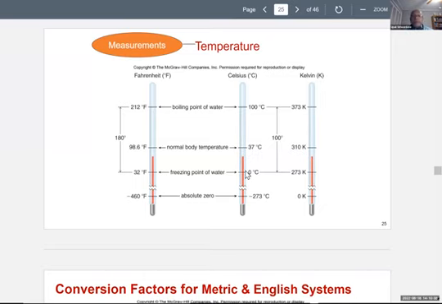So 32 is shifting the scale. You have to shift up, so you add 32 in the equation. Do you have any questions about how we use conversion factor equations in converting Celsius to Fahrenheit, Fahrenheit to Celsius, Kelvin to Celsius? All right, good.